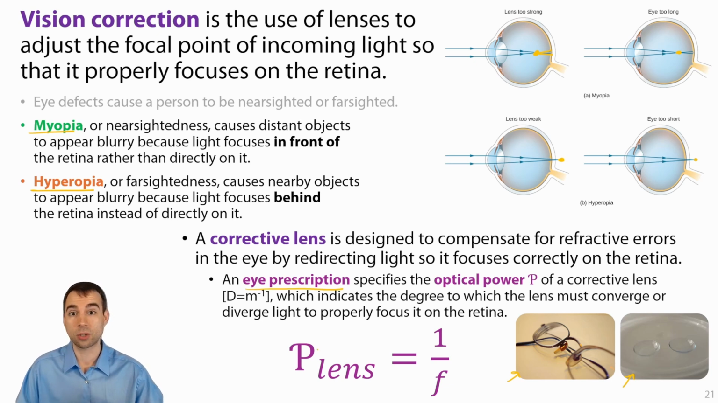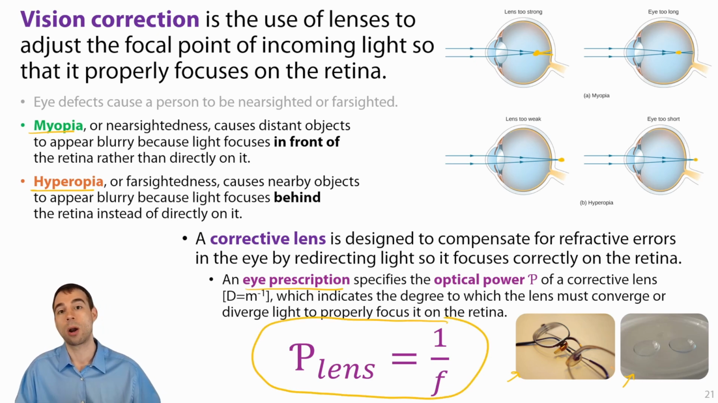And the eye prescription that you have for your corrective lenses is a literal measurement of the optical power of the corrective lens placed in front of your eye. So if we need a stronger prescription, a stronger power, then we would need a focal length to correspond to that.